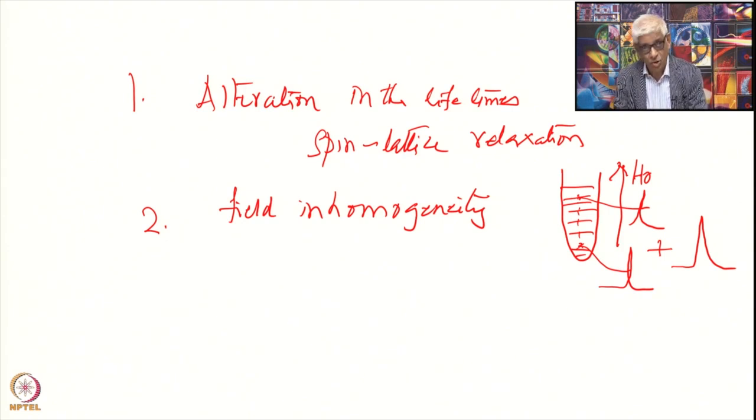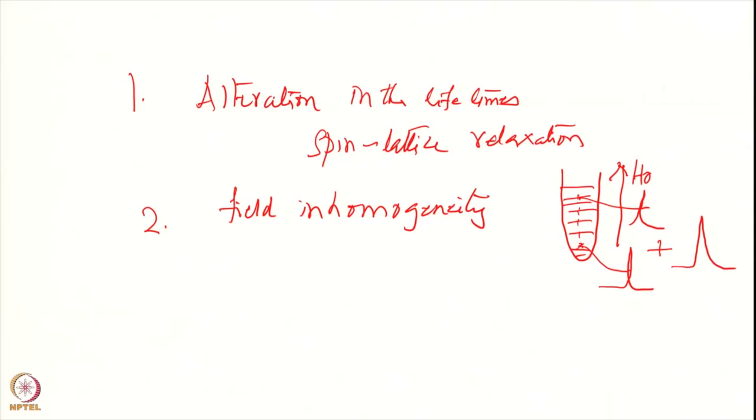This can be controlled by adjusting the homogeneity of our magnet very well. So this is an important contributor to the line widths. There are various other reasons why there can be changes in the lifetimes, and these are all based on quantum mechanical principles. It is sufficient to know that whatever alters the lifetimes of the individual states will contribute to the line widths.